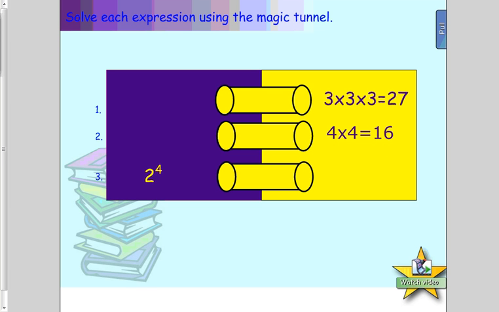And then lastly, 2 to the power of 4. We'll go ahead and put it through our tunnel. And 2 was our base, so that is our factor here. And the exponent was 4, so we're going to do 2 times itself 4 times, equaling our standard form of 16. All right, let's do one more set of problems, looking at it the other way this time.